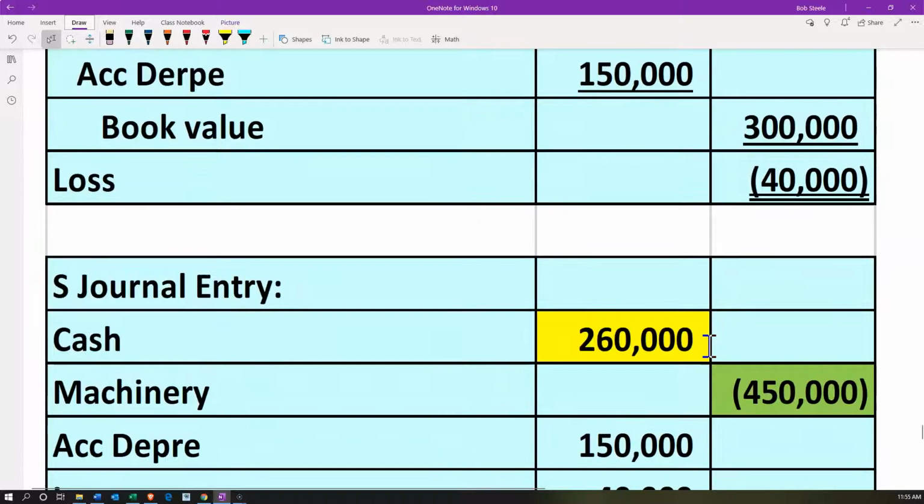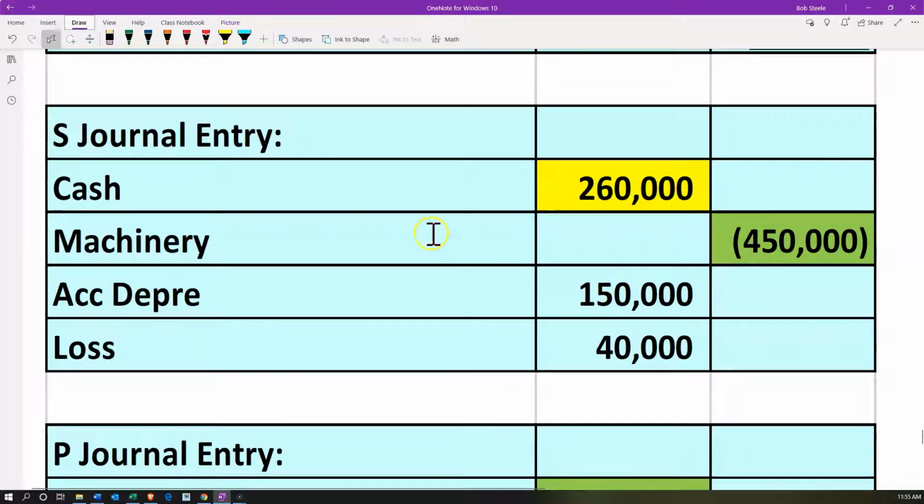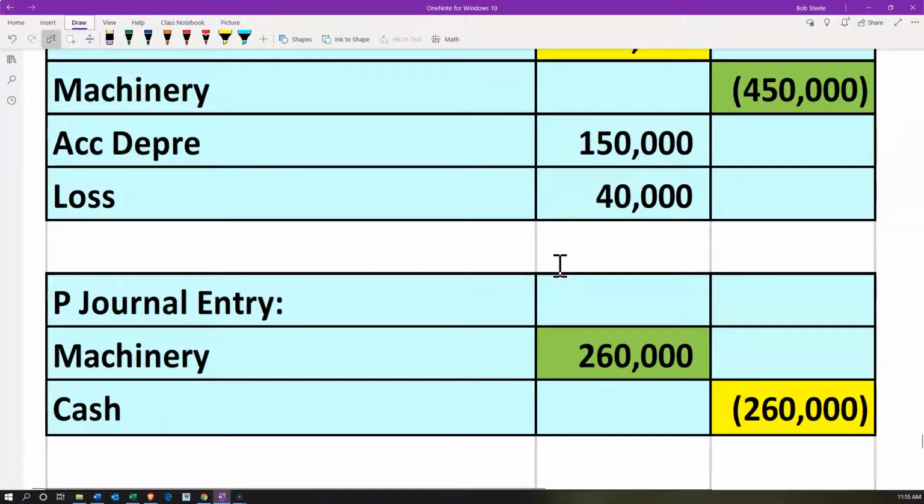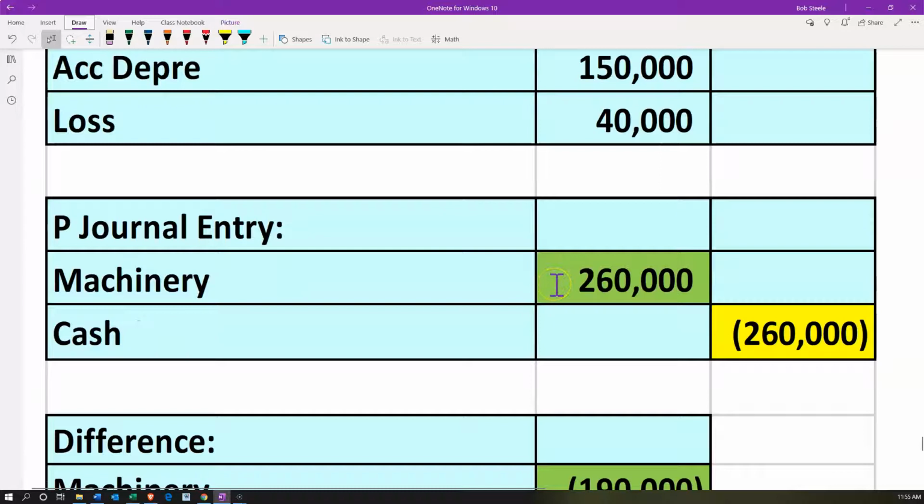What would happen to the two company books in this transaction? The journal entry would be debit the cash, $260,000, credit the machinery to take it off the books, $450, debit the related accumulated depreciation, the $450 minus the $150 would be the book value. That compared to the cash means that there's a difference of the $40,000, which is a loss in this case. On P's side, the purchaser side, they would have recorded the machinery on the books at the price that they purchased it for, $260, and then the cash would be the other side of the transaction there.